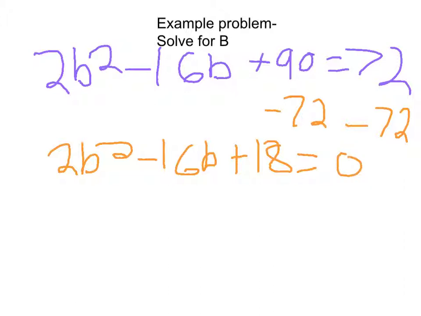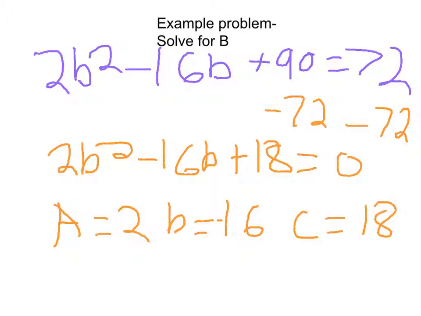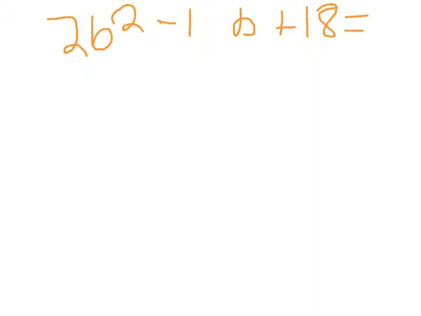Now we can identify what our a, b, and c are. So a is equal to 2, b is equal to negative 16, sorry, and c is equal to 18. So we have our problem, 2b squared minus 16b plus 18 equals 0.